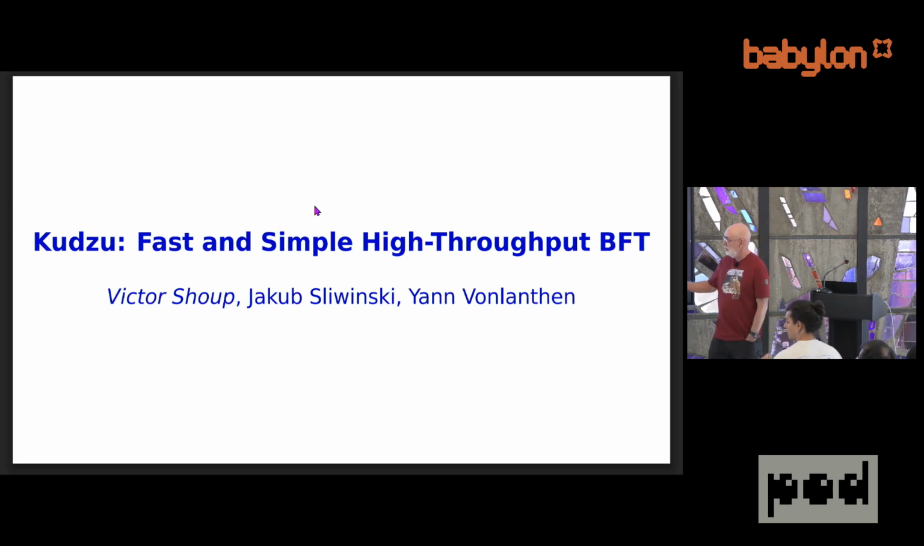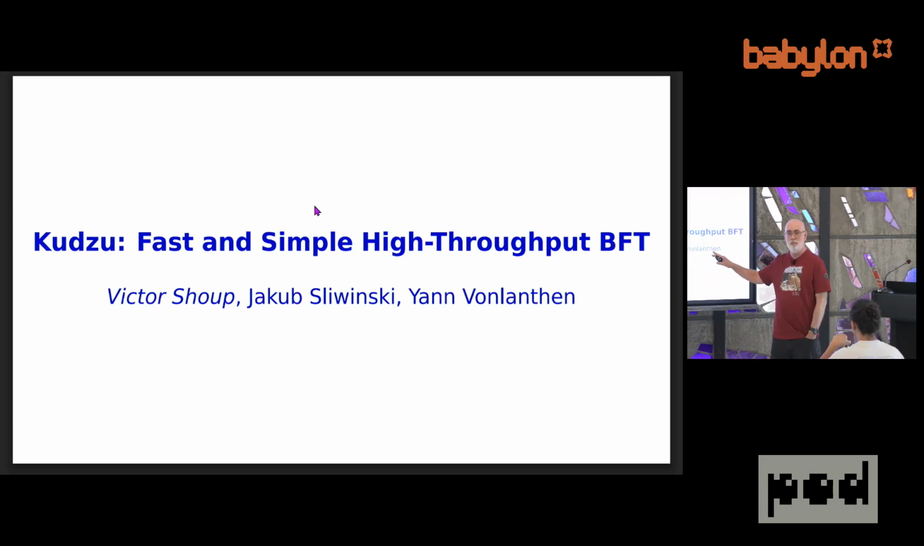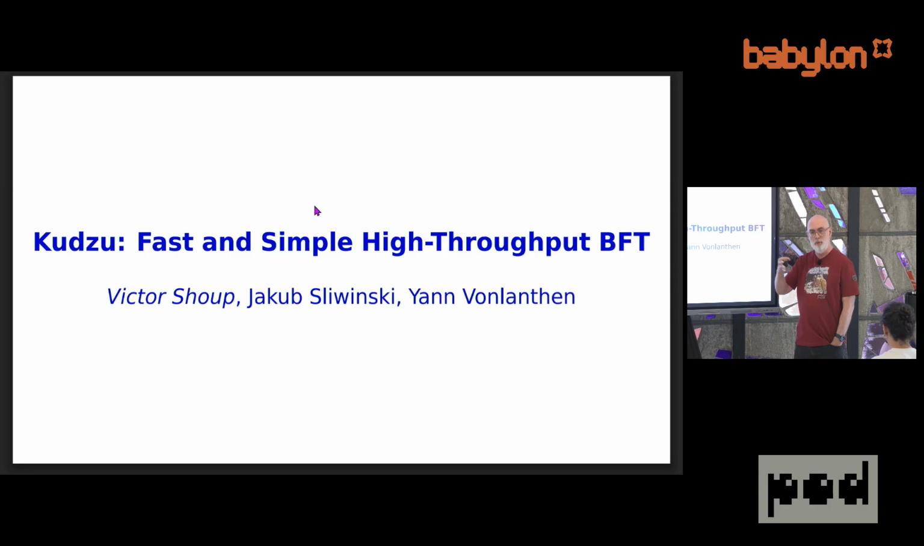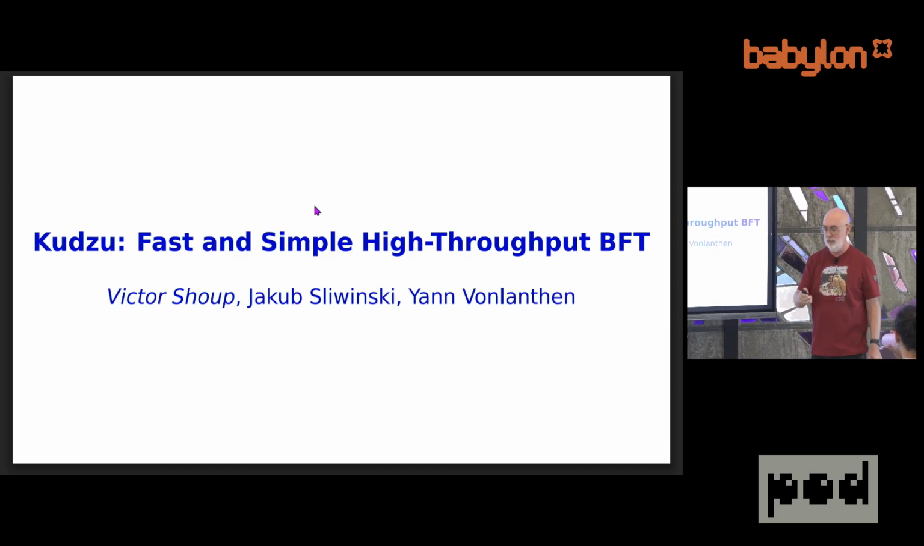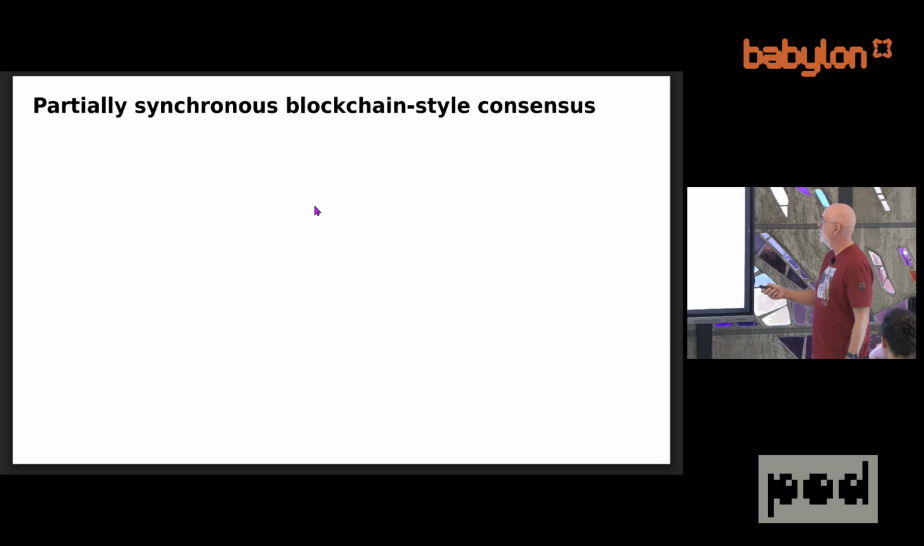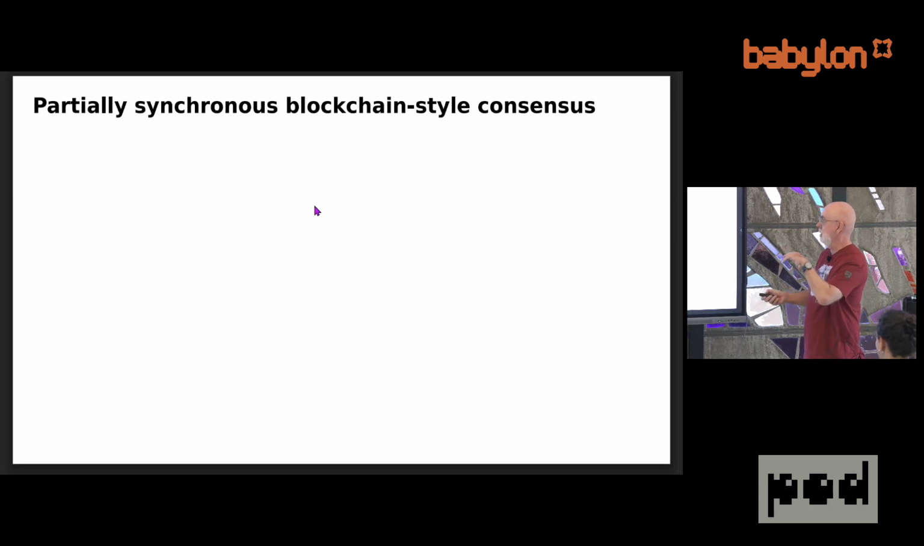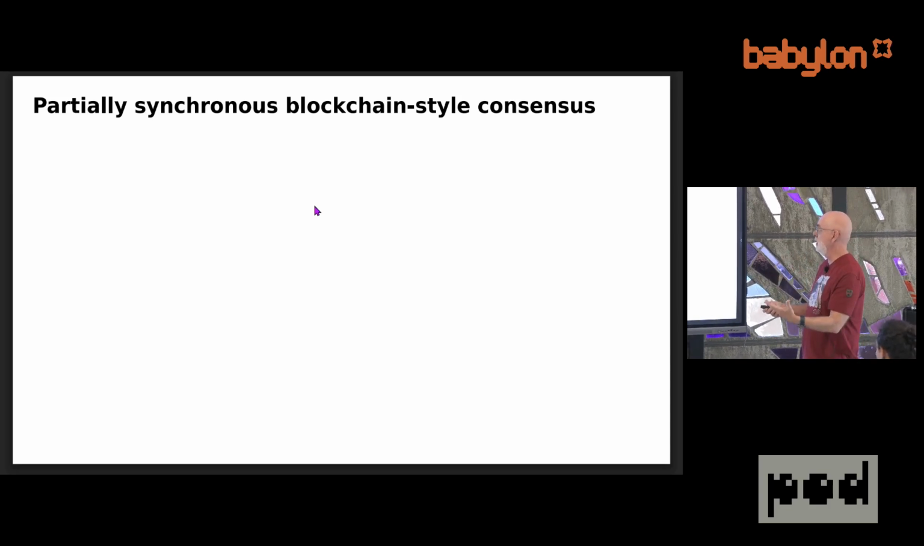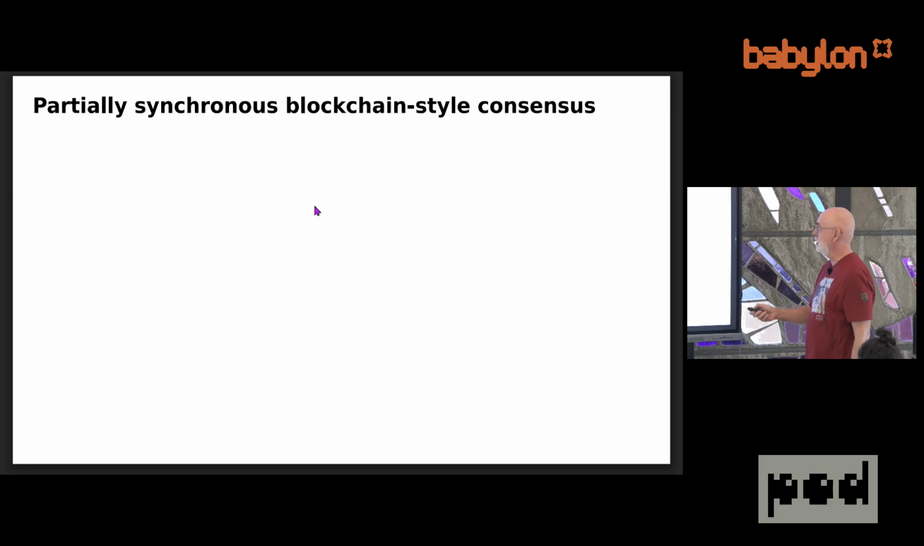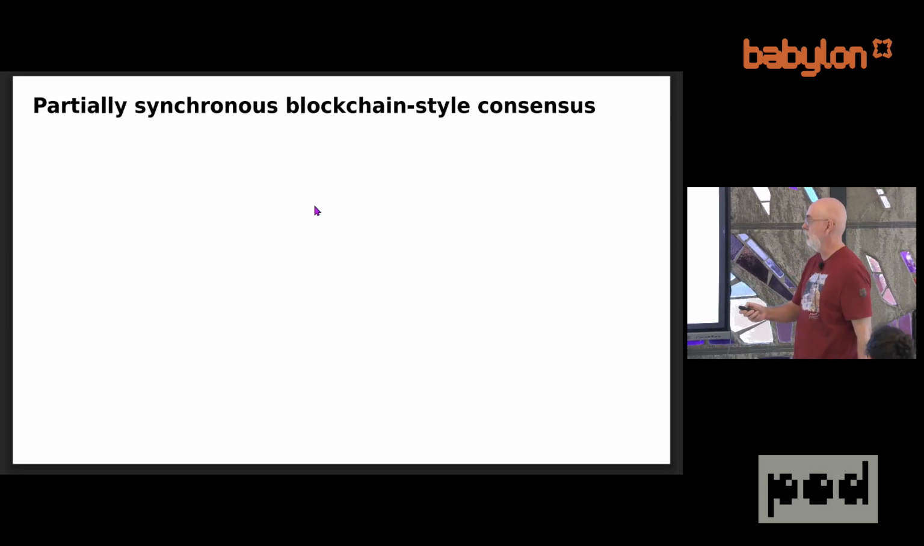Kudzu is a very fast-growing invasive plant from Japan. It's a fast-growing weed, so there seems to be a theme of plants in this space, so that's our plant. So this is going to be a protocol in the partially synchronous blockchain-style consensus model, same model as PBFT, really.